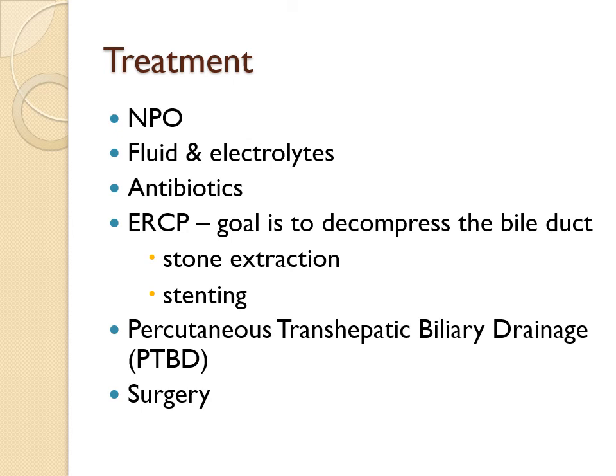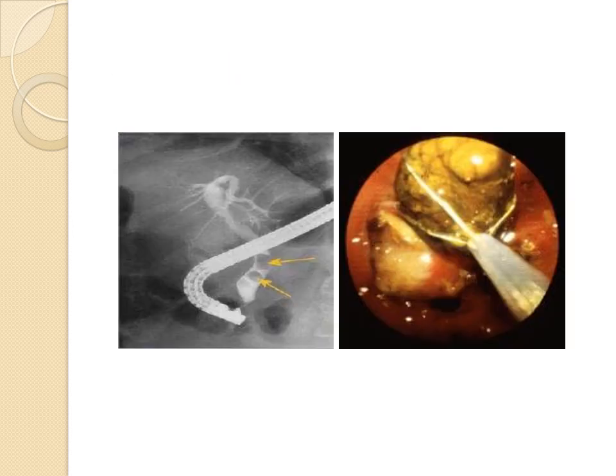Okay. These two images are from an ERCP. As you can see, the one on your left, upon injection of the dye, they were able to see 3 filling defects inside the common bile duct as shown by your yellow arrows. Now the image on your right, they were able to remove the stones using a basket. So they were able to decompress the common bile duct and establish drainage of the bile back to the duodenum.